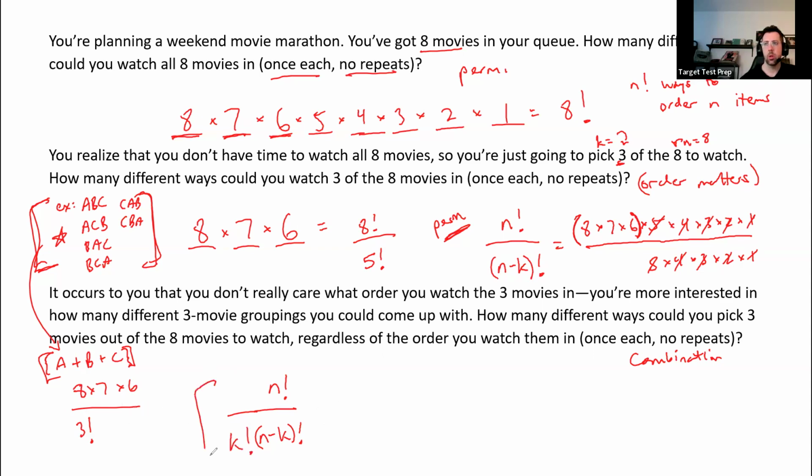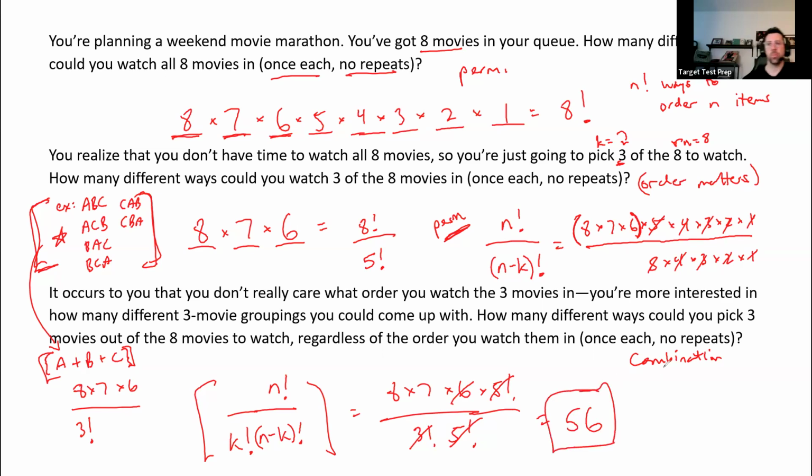Okay, everybody see this? And then that becomes 56, because it's 8 times 7 times 6 times 5 factorial over 3 factorial times 5 factorial. The 5 factorials cancel out there, and then 3 factorial is just 6, so that cancels out that 6. So 8 times 7 is 56. Okay? So if the order matters, it's a permutation, like in these examples. If the order of the items does not matter, it's a combination, in which case you're going to use this form. But it's really all just different layers of the same thing. Any questions?